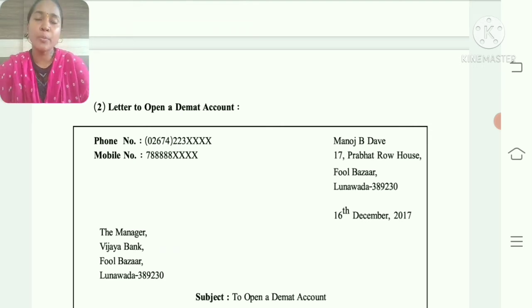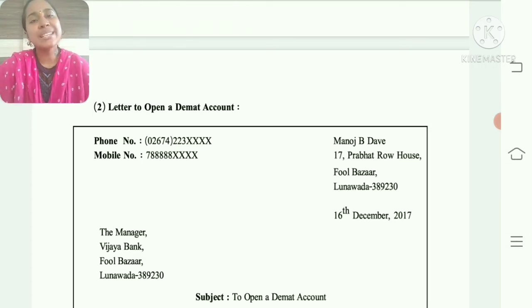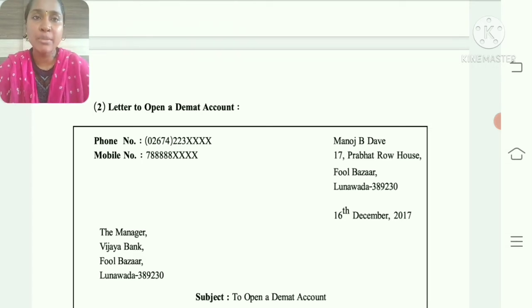If you want to open a dematerialization account for dealing with SBI securities, for that purpose you have to write a request letter to the bank. Such a letter is still needed, that's why it has been given here. So let us see in which manner the letter can be written.